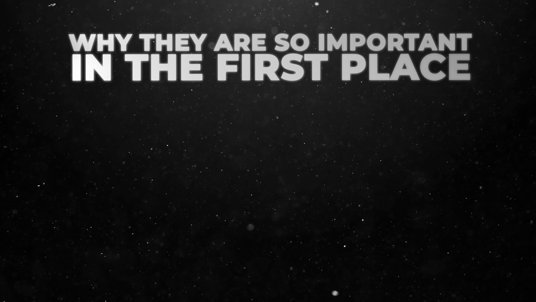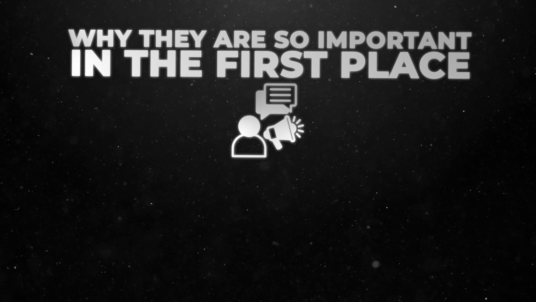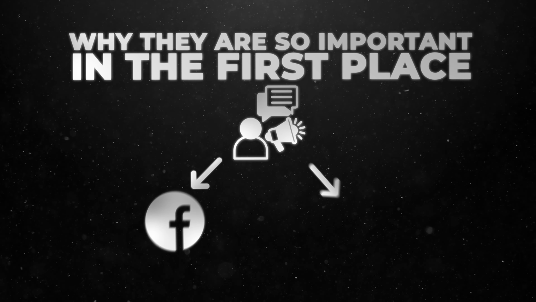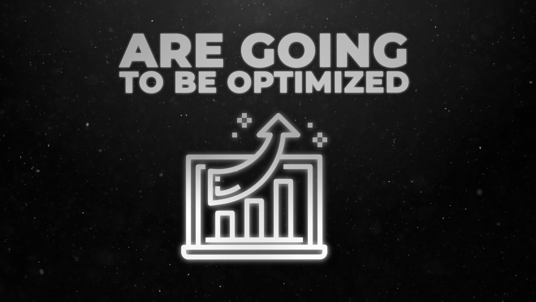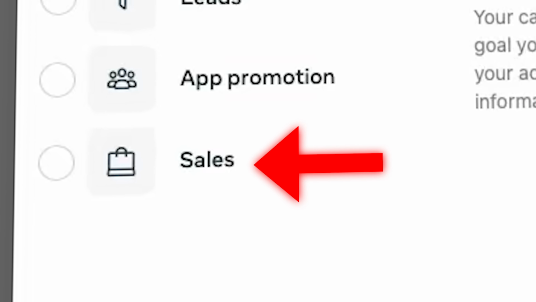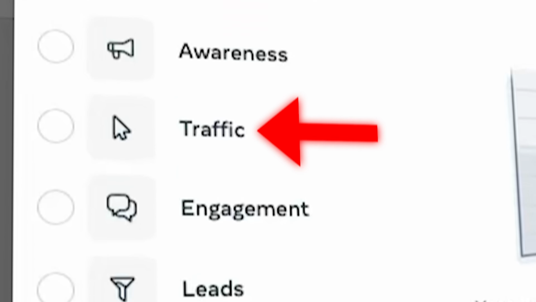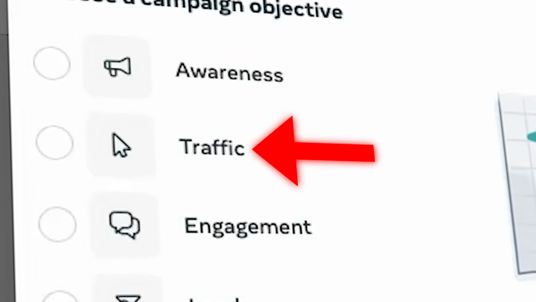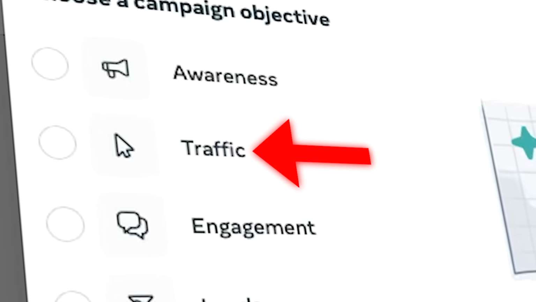So before we go through each ad objective individually, you'll need to understand why they are so important in the first place. Your ad objective is going to determine how your Facebook ad and Instagram ad campaigns are going to be optimized. Basically what you're trying to get out of it, right? So for example, I'll touch a bit more on this later in this video, but if you select sales, Meta is going to try and get you as many sales as possible. If you select traffic, Meta is going to try and send you as many people to your website as possible. They might sound like the same thing, but they are not, trust me.